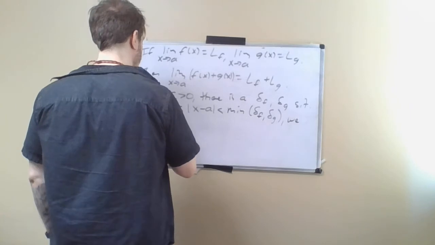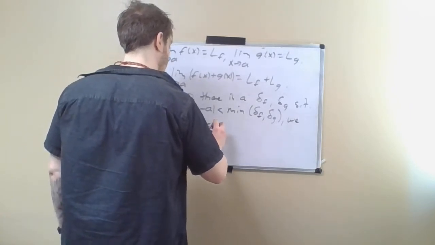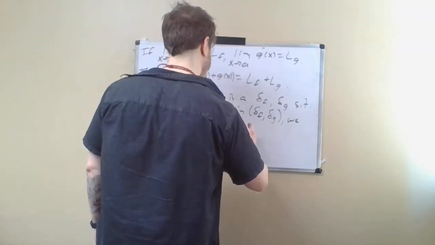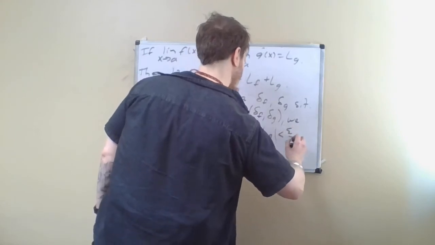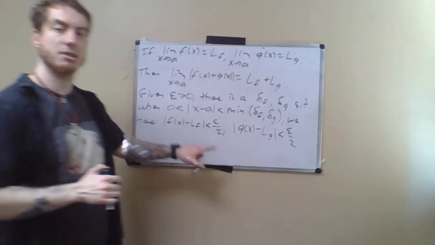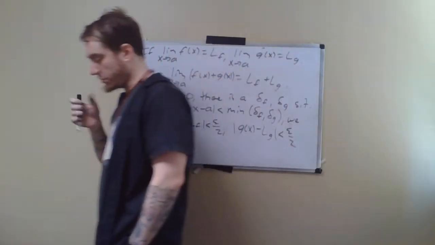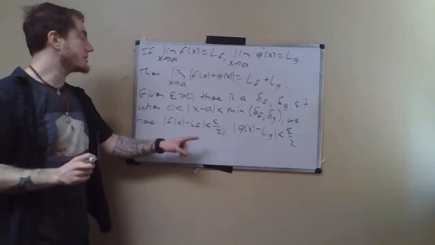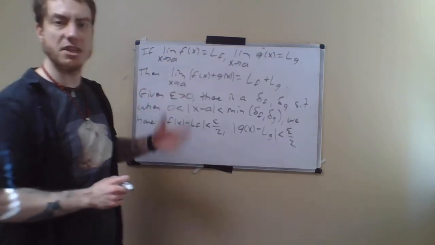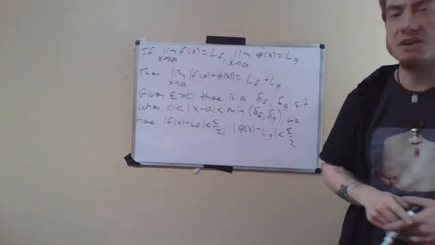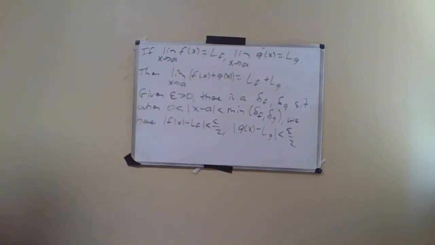We have the absolute value of f of x minus LF less than epsilon over 2, and the absolute value of g of x minus LG less than epsilon over 2. Now notice, I didn't just do epsilon, I did epsilon over 2. That's really important to notice. It's a really crucial step here. But I'm allowed to do that because I can find these deltas for any given value. It doesn't have to just be the given epsilon. I could take the epsilon you give me and cut it in half, and I can still find a delta that will make this work.